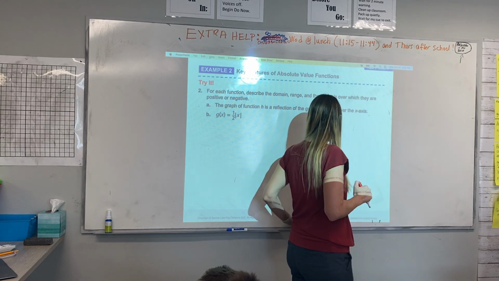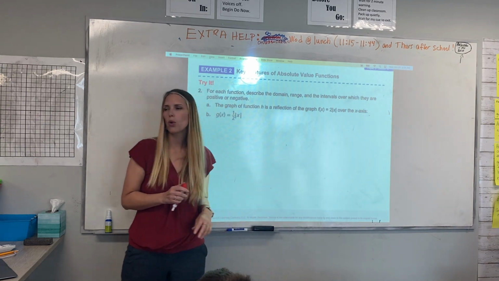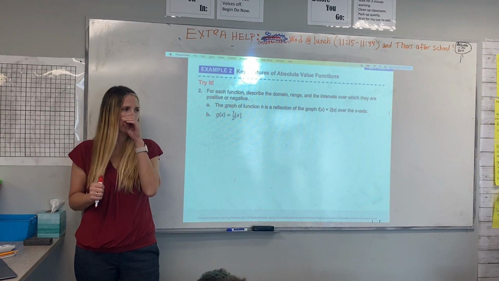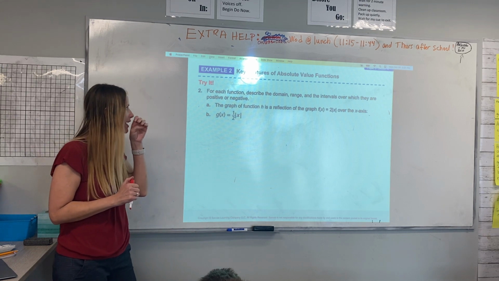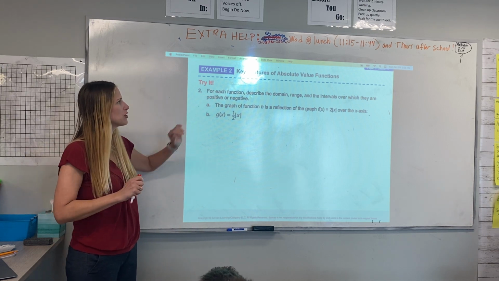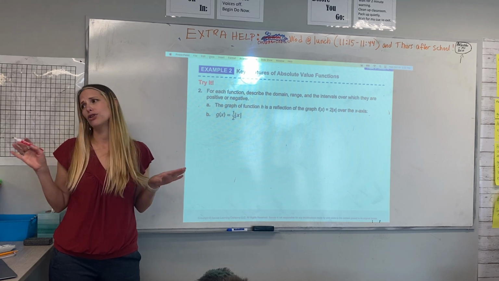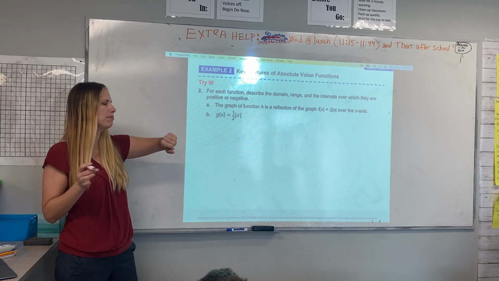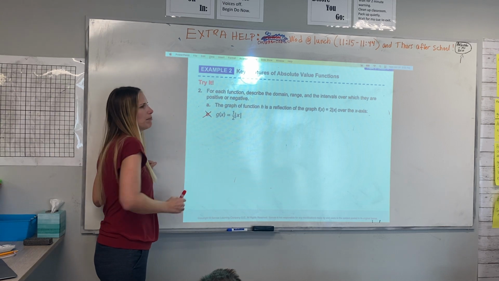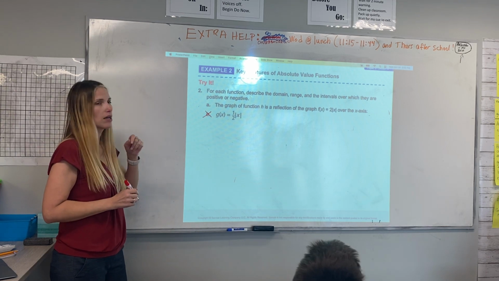This triad, I'm going to try it with you because it's quite complicated. For each function, A and B, guess what? We're not going to do B. We only have so many minutes left in the class, so we're not doing B. We have 11 minutes of class.